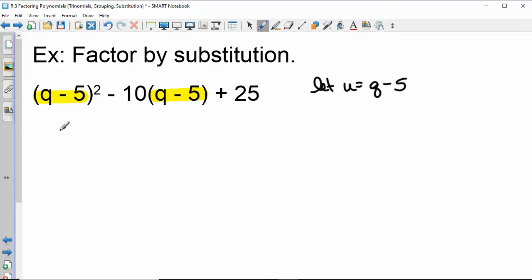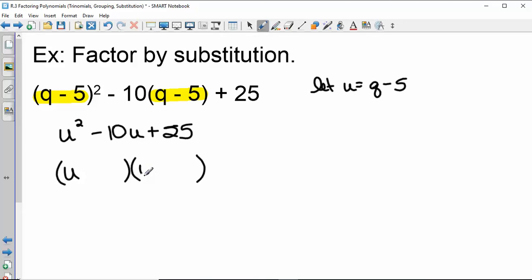So q minus 5 squared, that would be a u squared, minus 10 times q minus 5, so 10u, plus 25. This one, it's only a 1u, so we can just do shortcut. U and u, multiply to positive 25, add to negative 10, would be negative 5 and negative 5.